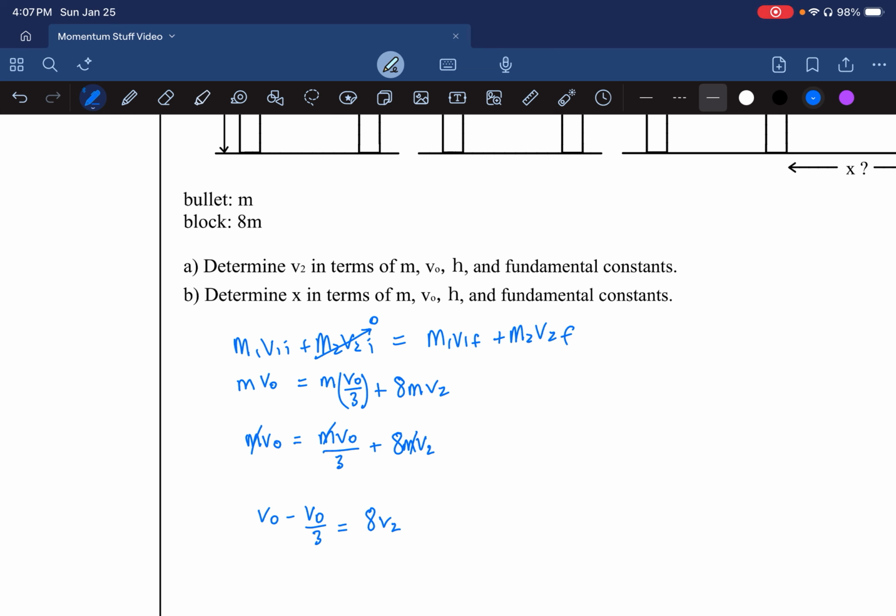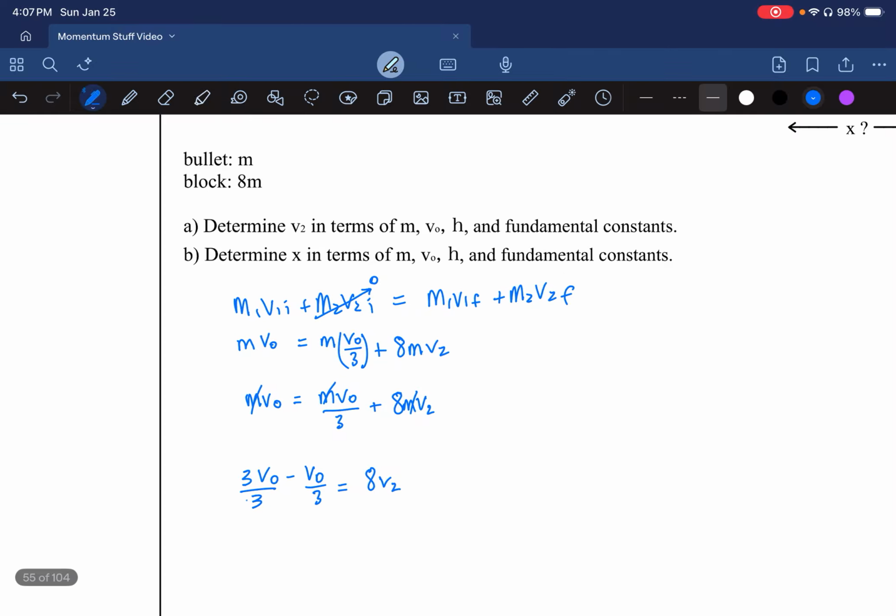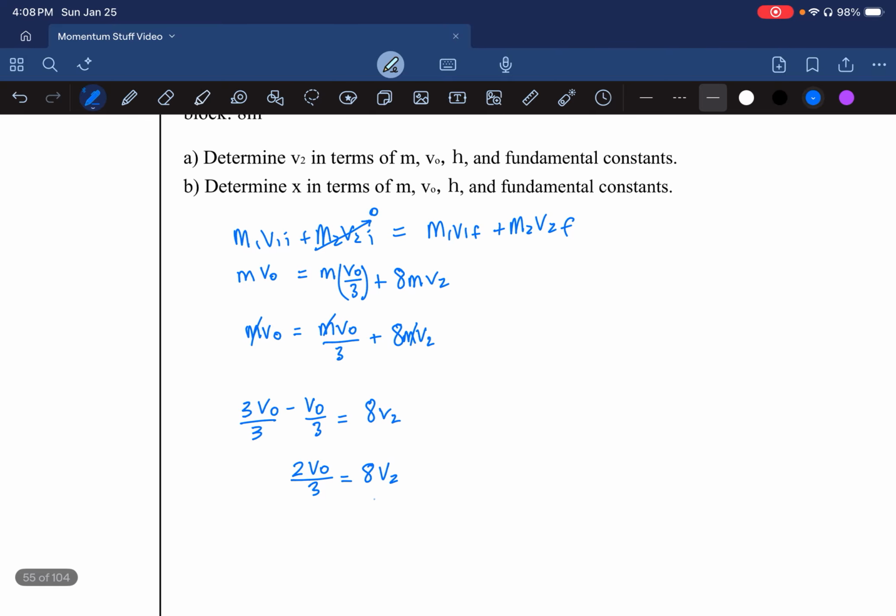Okay. Well, let's get a common denominator here. So v naught is the same thing as 3 v naught over 3. And now we can subtract them. So 3 v naught minus v naught is 2 v naught over the denominator 3 equals 8v2. Okay, and then once we isolate v2, we get v2 equals v naught over 12.